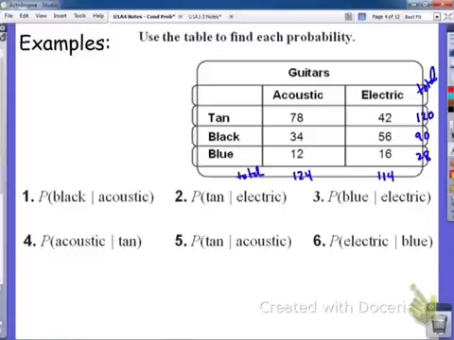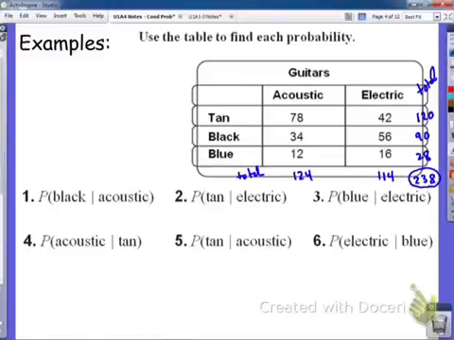All right? So, what we want to do is find, in number one, what, by the way, what does this add up to be? 124 and 114, what does that add up to be? 238? Now, just to check and make sure, what do these colors add up to be? 120, 90, and 28. 238, so it matches, right? So we have 238 guitars here in this room.